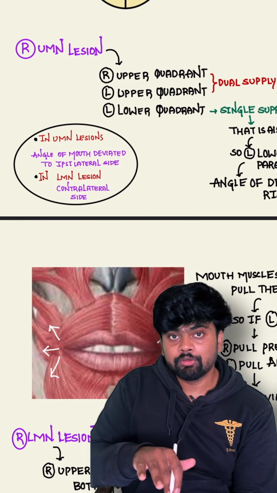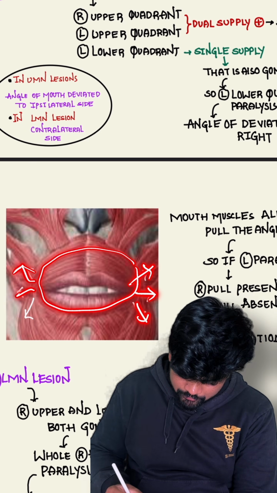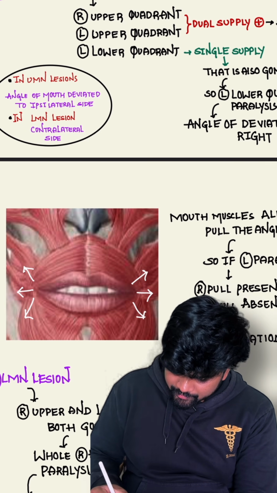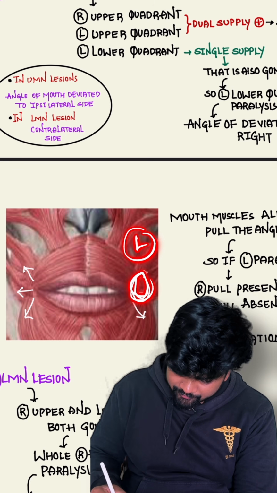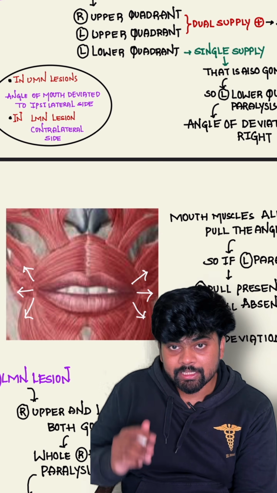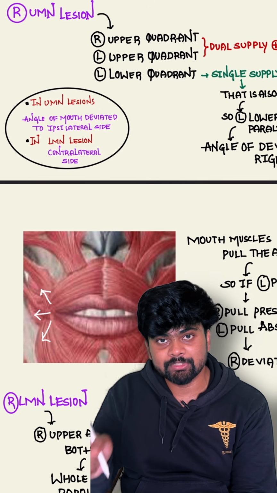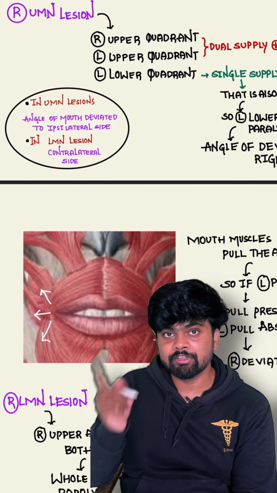If the left lower quadrant is gone, now we know that in the mouth, the muscles pull the angle of the mouth away. So if at all the left quadrant is gone, only the pull is from the right side, the left pull is gone, so the mouth gets deviated towards the right side. So in UMN lesions, the mouth is deviated to ipsilateral side. In LMN lesions, the mouth is deviated to contralateral side.